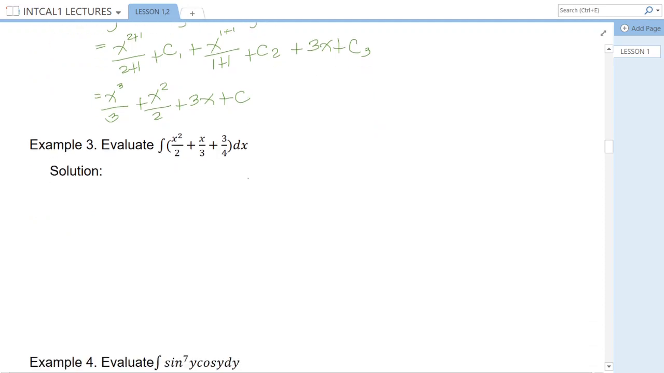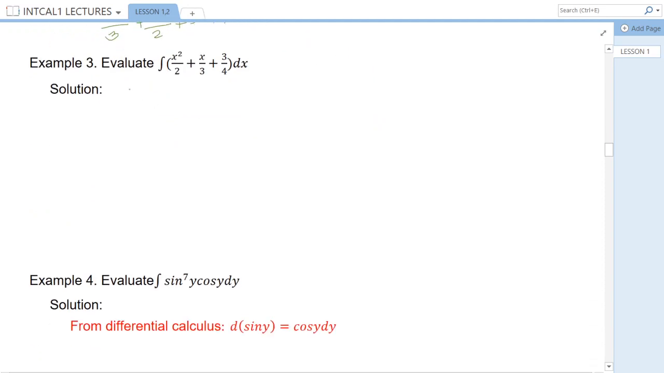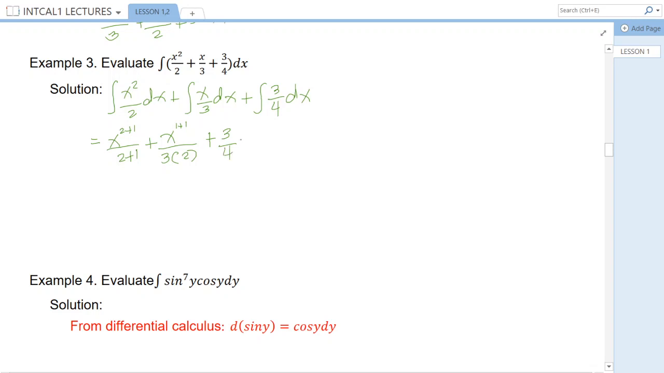Okay, so next, evaluate this. Okay, let us just rewrite this again. That is the integral of x squared over 2 dx plus the integral of x over 3 dx plus the integral of 3 over 4 dx. Okay, simplifying this one, it will give us x raised to 2 plus 1 over 2 plus 1 plus x raised to 1 plus 1 over 3 times 2. So if you observe this one, let us just multiply the denominator for the power. Okay, so plus 3 over 4 x plus c.